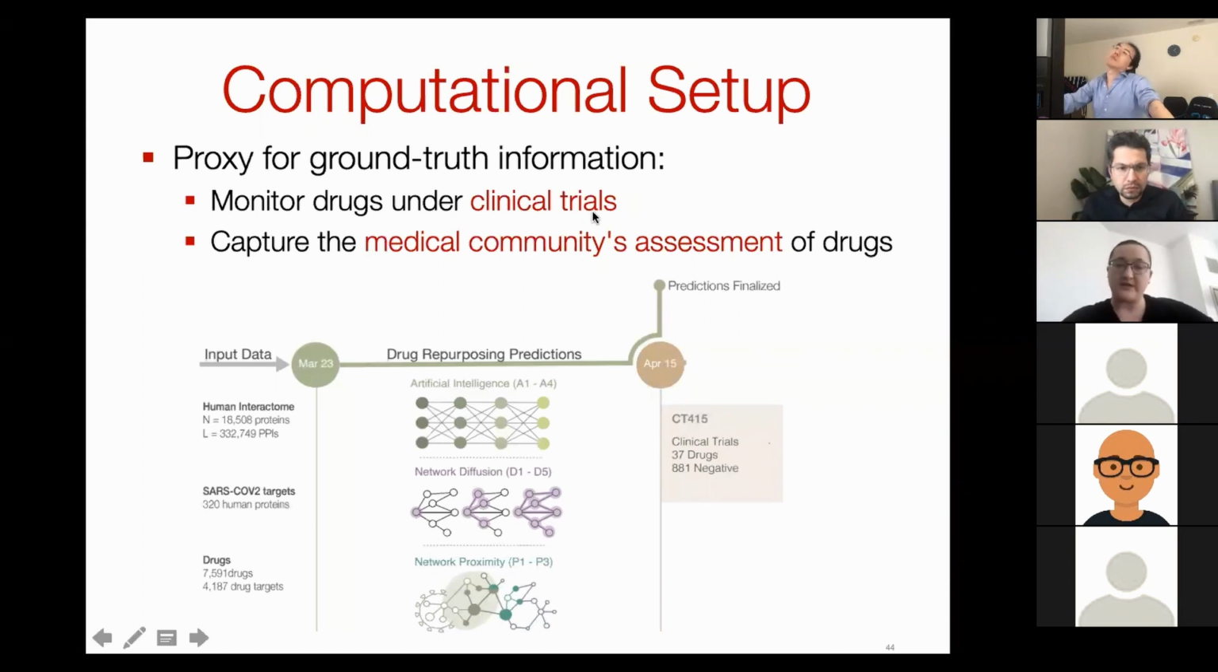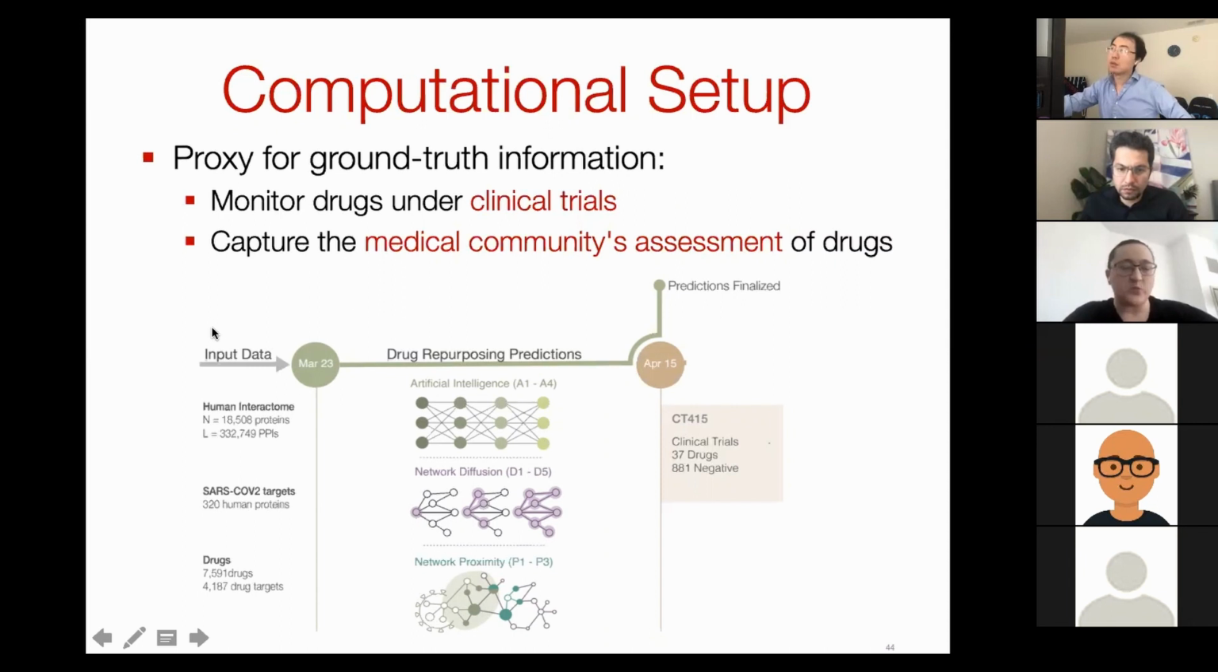I want to emphasize that this is really a weak proxy, because drugs that are under test in clinical trials only capture the assessment of the medical community of what drugs potentially might work rather than what drugs actually work. And that was further complicated in the context of COVID because of various external factors.